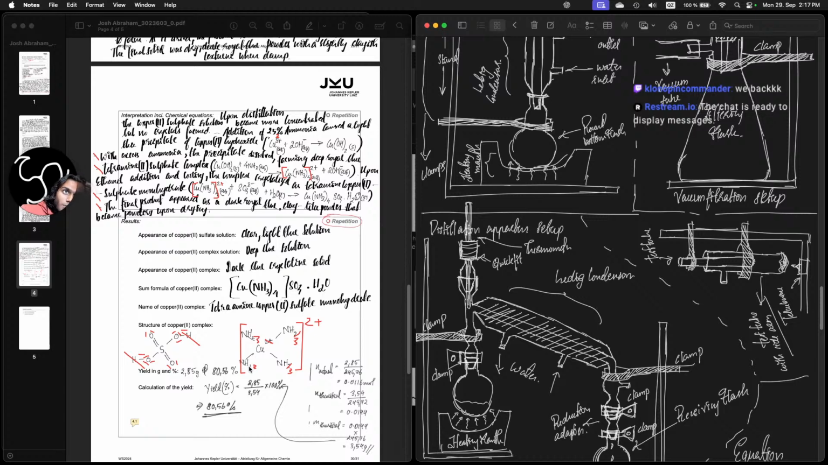Some formula of copper(II) complex. Not gonna lie, I've got 45, no, 43 minutes, 42 minutes to get out of here. What should I do? At least complete reading. Tetraamine copper(II) sulfate monohydrate, that's the final product.